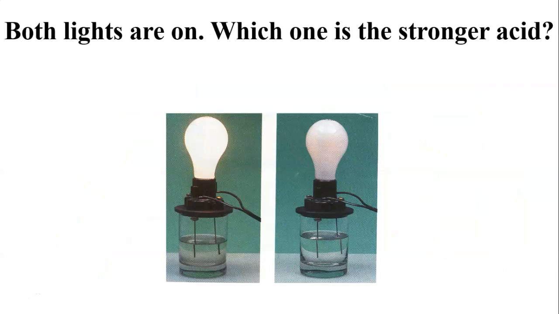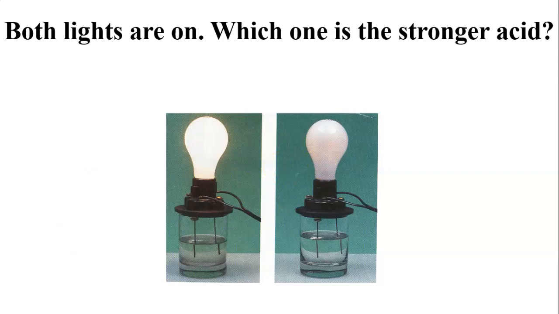All right, so in this example, it's hard to tell. So it says in the instructions, both lights are on. Which one is the stronger acid? Okay, so the light bulb on the left, we would say is bright. It's brightly lit or brightly illuminated. One on the right, we use the word dim or dimly lit.